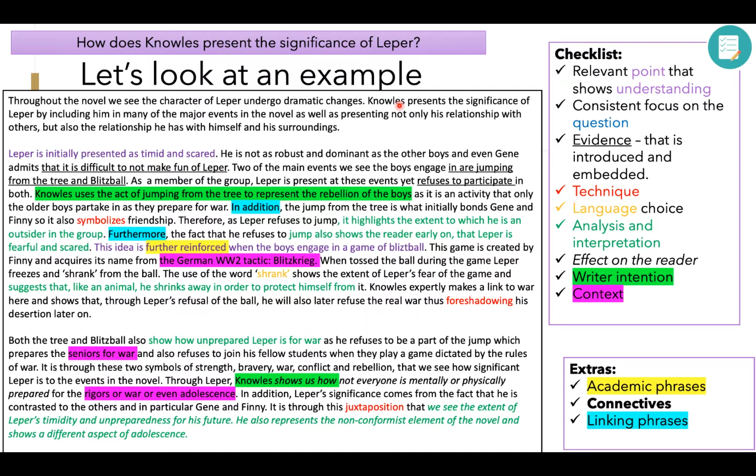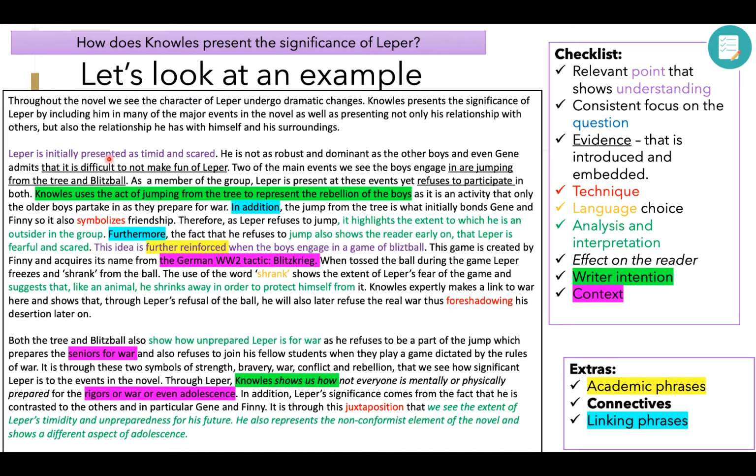Knowles presents the significance, so notice the key word here, of Leper by including him in many of the major events in the novel, as well as presenting not only his relationship with others, but also the relationship he has with himself and his surroundings. Now here is an overview of all of the points that I'm going to be talking about, because everything on my final plan was either to do with the relationship he has with his friends and the other boys, but also the relationship he has with his own mental state, and also the relationship he has with the overarching element of the war that he actually experiences firsthand.